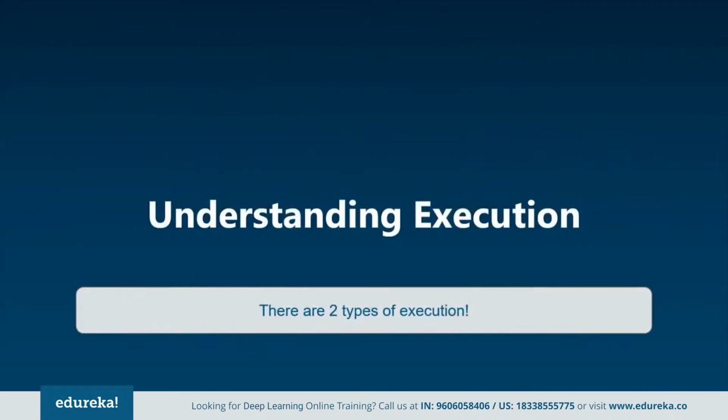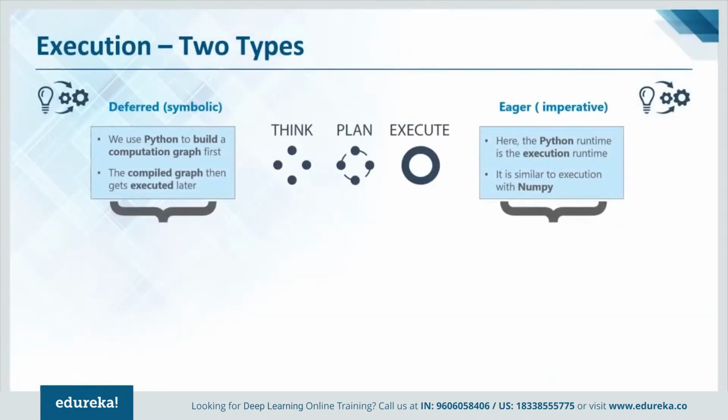So moving on, we need to understand the two basic types of execution in Keras, deferred and eager execution. It is also called symbolic and imperative execution. Well, with deferred, we use Python to build a computation graph first like we previously discussed, and then this compiled graph gets executed. Well, with eager execution, there is a slight change, guys. It is here that the Python runtime itself becomes the execution runtime for all of the models. It is very similar to execution with NumPy. So if you're familiar with NumPy, then it's a cakewalk, guys.